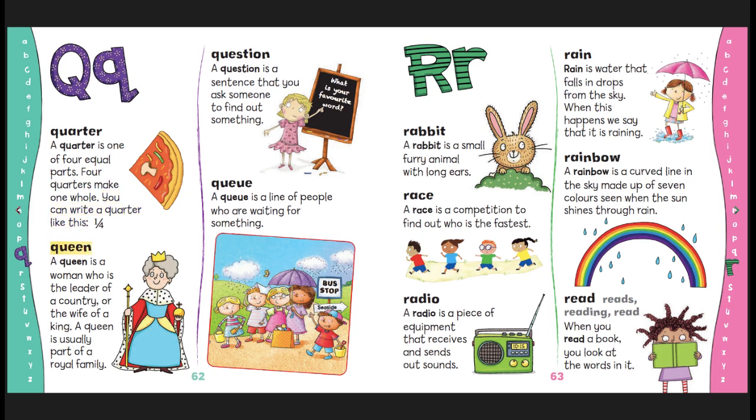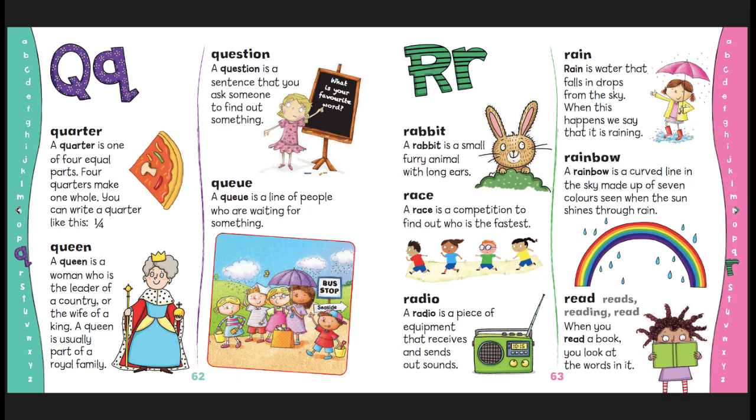Queen. A queen is a woman who is the leader of a country, or the wife of a king. A queen is usually part of a royal family. Question. A question is a sentence that you ask someone to find out something. Queue. A queue is a line of people who are waiting for something.